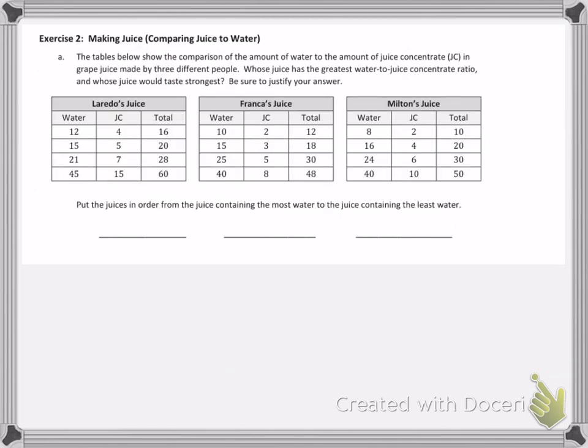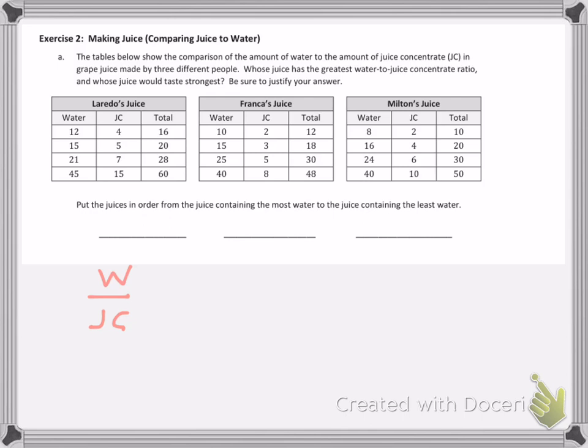All right. Let's take a look at another one quickly. The tables below show the comparison of the amount of water to the amount of juice concentrate in grape juice made by 3 different people. Whose juice has the greatest water to juice concentrate ratio, and whose juice would taste the strongest? Well, we need a water to juice ratio. So I'm going to make this into a water per juice content ratio.